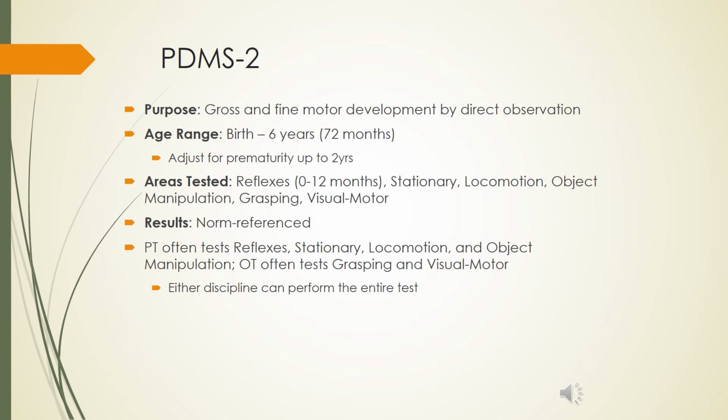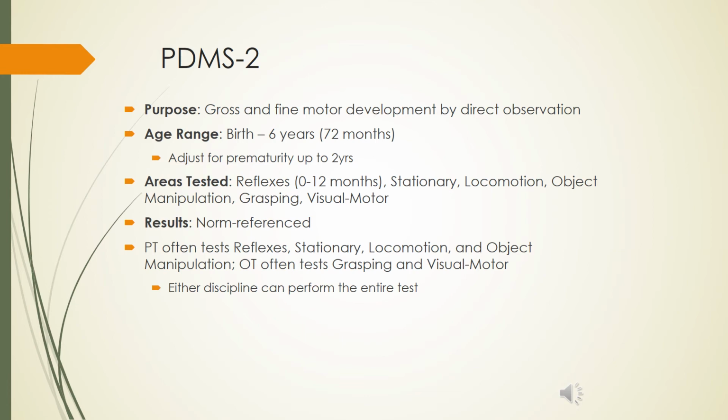The Peabody Developmental Motor Scale, 2nd edition, or PDMS, or just Peabody. The purpose of this test is to assess gross and fine motor development. Again, it's a direct observation test, so you have to see the child do the items. In order to get credit for it, you cannot just have a parent report, oh yeah, they can do that. We need to see them do it in the testing setting. Age range is anywhere from birth through 6 years or 72 months of age, and then we again adjust for prematurity up to 2 years old.